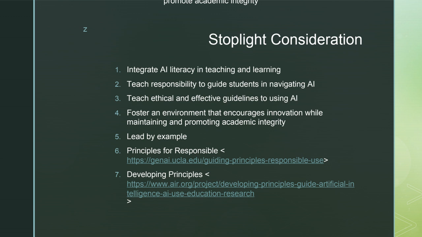Teach ethics and effective guidelines in using AI. Again, this goes back to some of the research, especially what was done with K through 12. They're saying that students coming in are technology based, but they may not know how to use it correctly. We have those students today in our institution. They use it, but maybe not correctly.